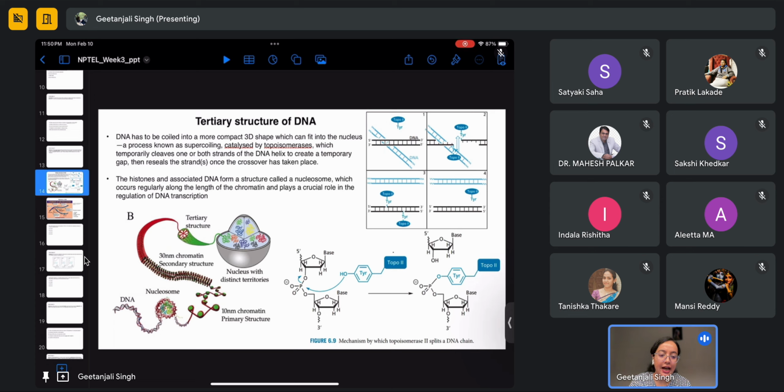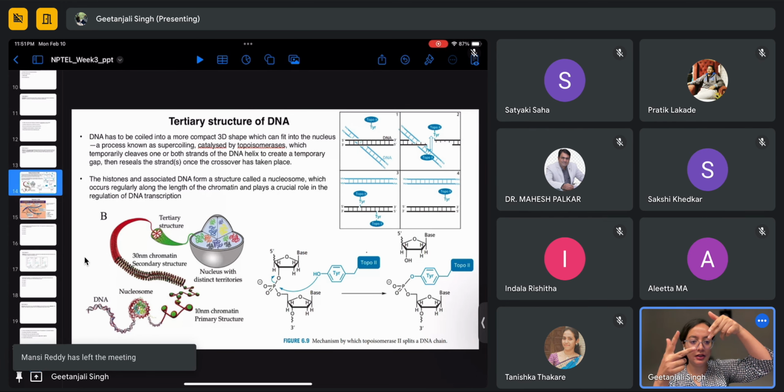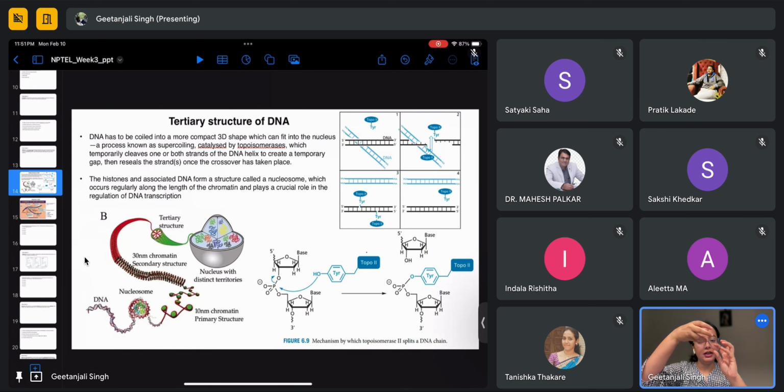It has to be very compact, and that happens with the help of a class of enzymes known as topoisomerases. There are different kinds of topoisomerases, like topoisomerase 1, 2, 4, and in E. coli 2, 3 as well. We'll not discuss E. coli right now, but in general, there are two topoisomerases involved in supercoiling of DNA, and the supercoiled structure is called tertiary structure. To make it, topoisomerase 2 basically nicks the two strands of DNA at different places. After nicking, it gives more free energy to rotate and fold and form the tertiary structure.